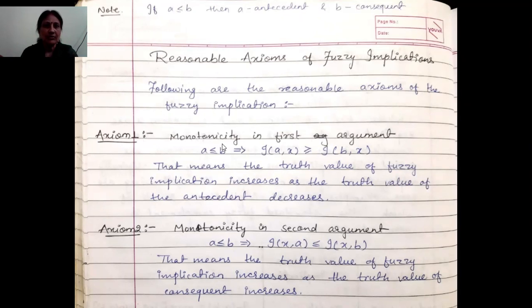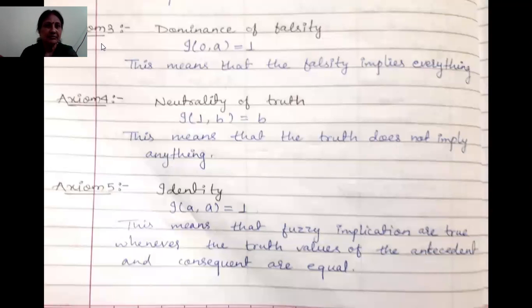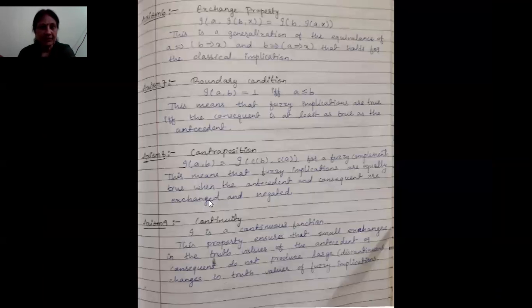Axiom 1 is monotonicity in first argument. Axiom 2, monotonicity in second argument. Axiom 3, dominance of falsity. Axiom 4, neutrality of truth. Axiom 5, identity. Axiom 6, exchange property. Axiom 7, boundary condition. Axiom 8, contraposition. And axiom 9, continuity. Now let us see the axioms one by one in detail.